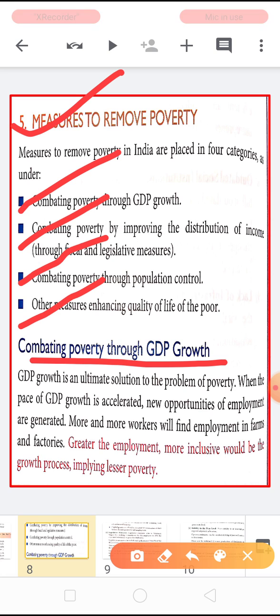Children, GDP growth is an ultimate solution to the problem of poverty. When the pace of GDP growth is accelerated, new opportunities of employment are generated, and more and more workers will find employment in farms and factories. Therefore, the greater the employment, the more inclusive would be the growth process, implying lesser poverty.